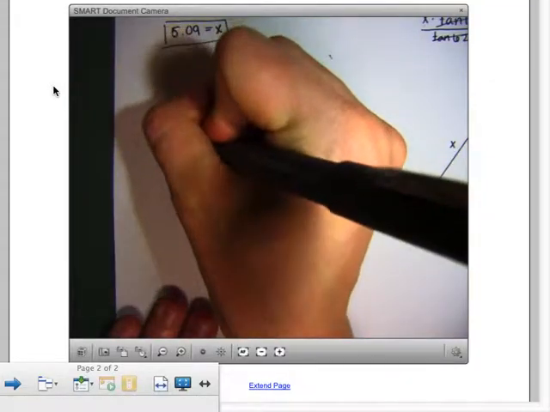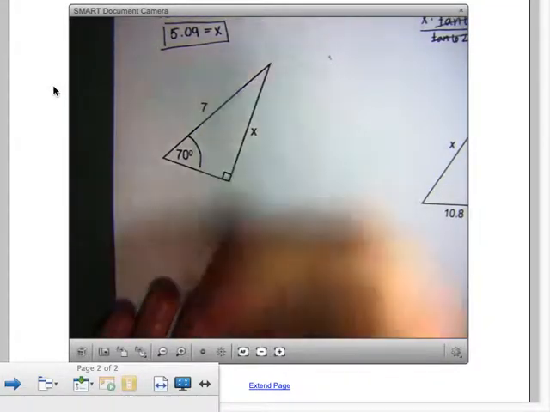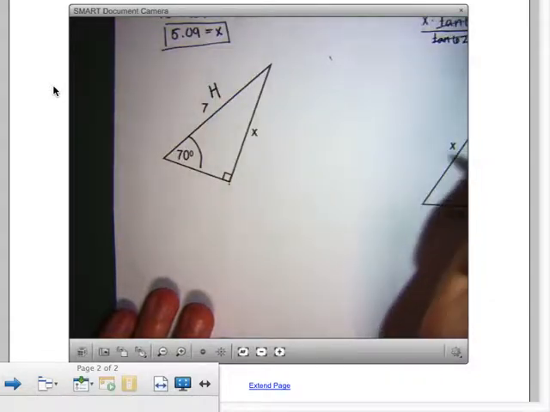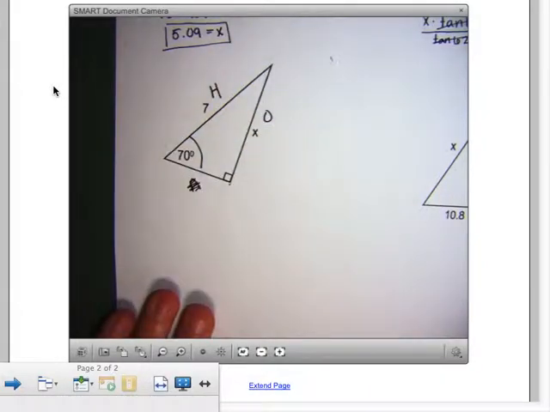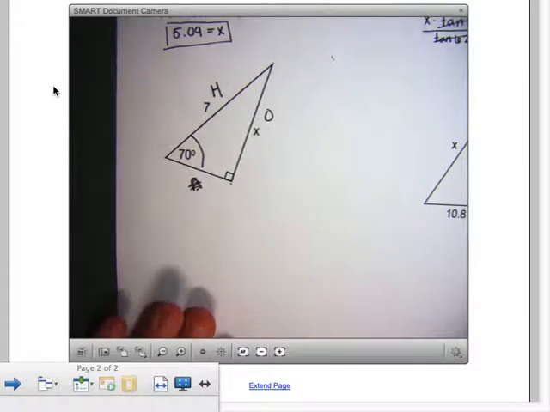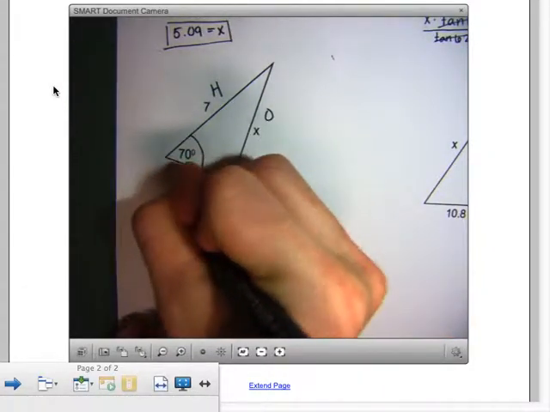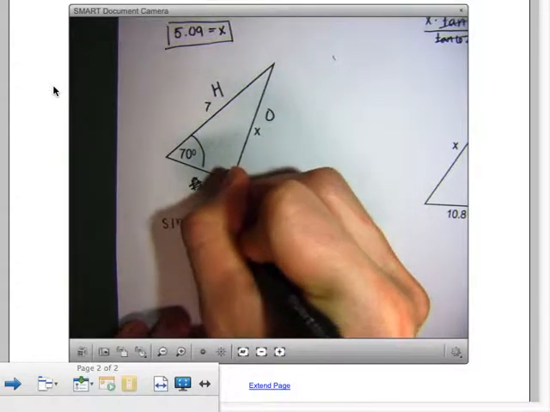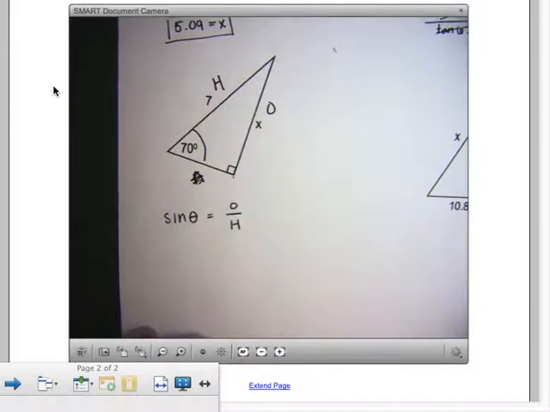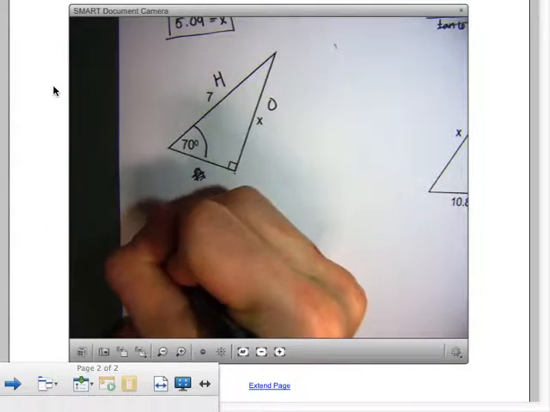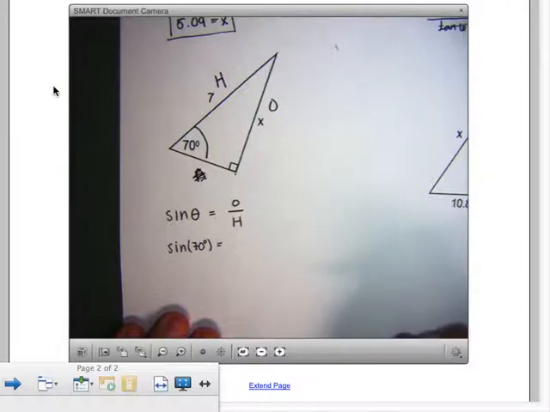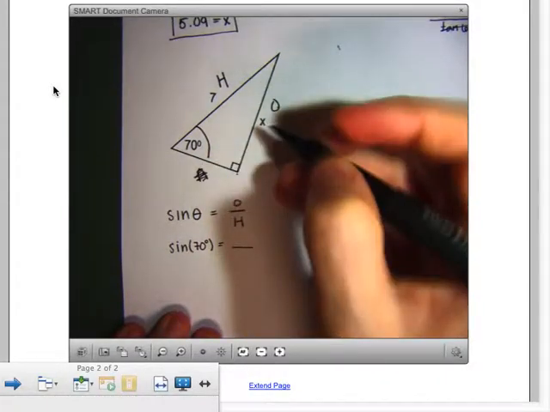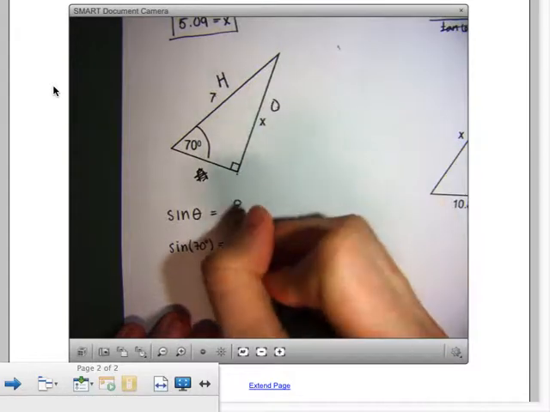So here's our angle. Let's label opposite, adjacent, hypotenuse. So across from the 90-degree angle is the hypotenuse. So that leaves opposite and adjacent. I don't have any number with A, so I'm going to ignore that. So I'm going to use O and H. If you go back to your trig functions, that should be sine. So we know sine of theta is O over H. So we have sine, theta is the angle. The angle is 70. O is equal to X. H is equal to 7.